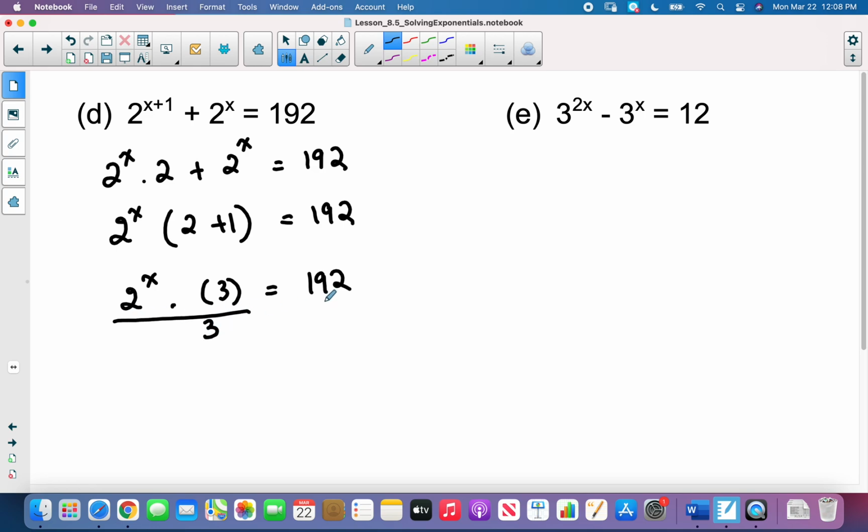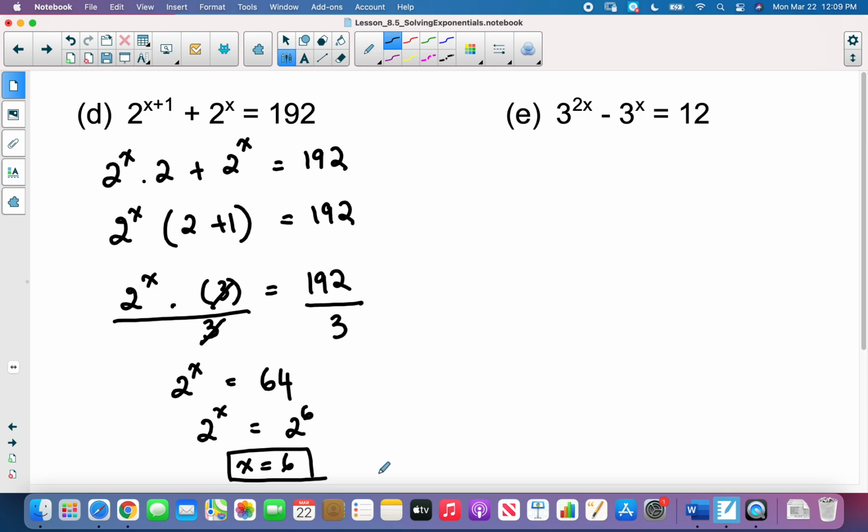I divide both sides by 3 and get 2 to the power of x equals 192 divided by 3, which is 64. And I can rewrite this as 2 to the power of x equals 2 to the power of 6, right? And you can equate the exponents. X equals 6. Okay.